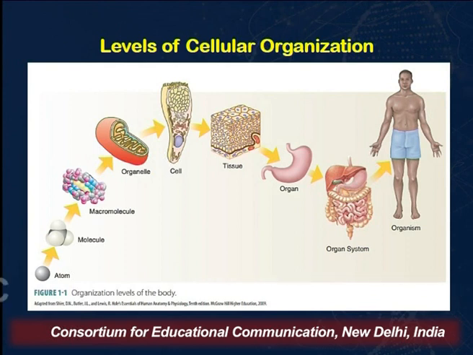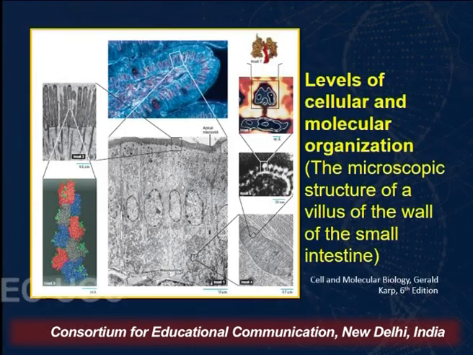So we can see that the tissues and the cells are basically the renal cells, and a number of organs then form an organ system, and when the organ systems combine, they form an organism. So this is the level of cellular organization, starting from the atom level to the organism level.